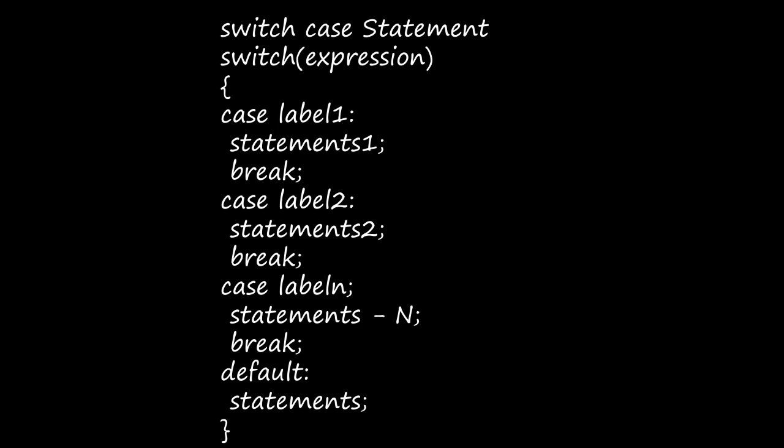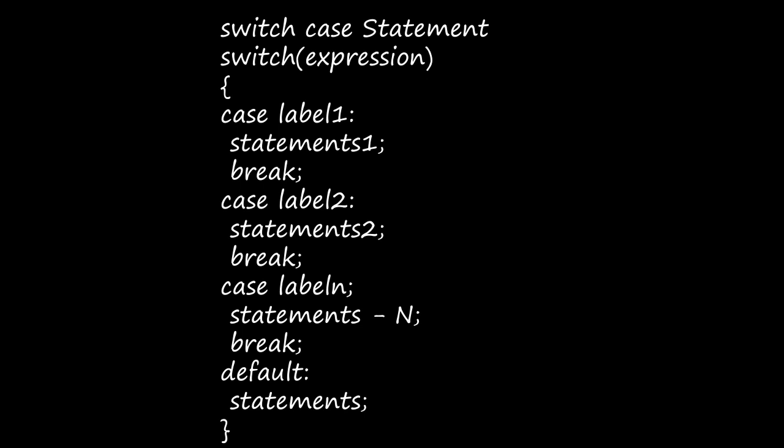Switch of day, and then you have to open the bracket, and then case 1, document.write Monday, break. Case 2, document.write, inside the brackets, inside double quotes, Tuesday, and at last you have to give a semicolon, break semicolon. Case 3, colon: in the case line you have to give a colon, and in the statement line and in the break line you have to give a semicolon, right? After giving all the 7 days, at last you have to give default, and inside the default line what will you give? 1 to 7 means you will have Monday, Tuesday, Wednesday, Thursday, Friday, Saturday, Sunday, right?